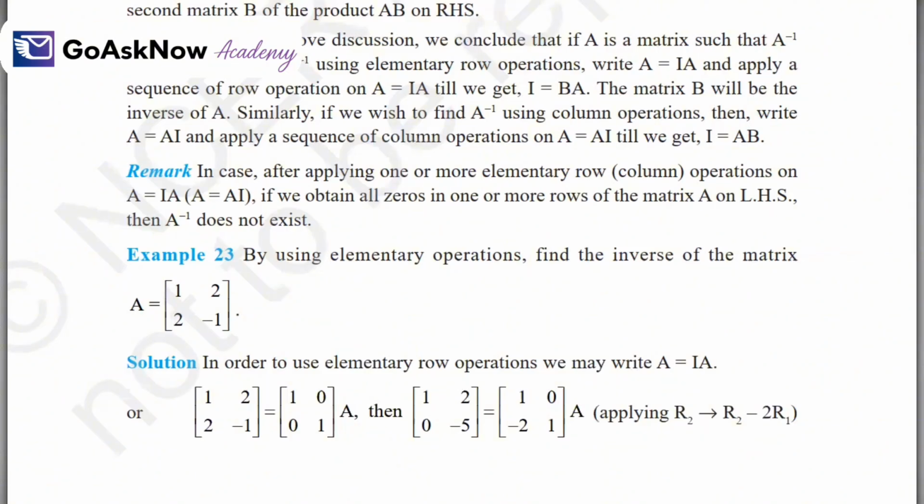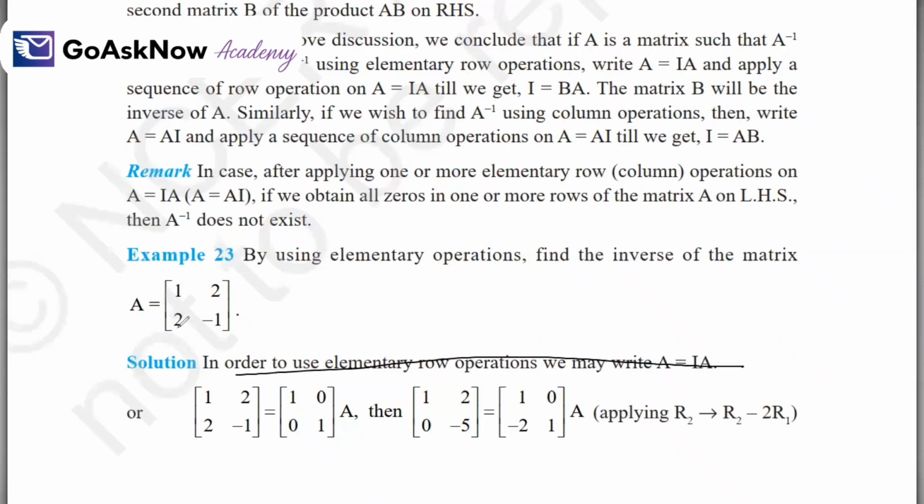By using elementary operations, find the inverse of the matrix A is equal to [1, 2; 2, -1]. So in this example we have to find the inverse of the matrix A, that is 1, 2, 2 and minus 1. Let's see how we can find it by using elementary row operations. In order to use elementary row operations, we may write A is equal to IA. We have already talked about that if we have to do row operations, we should write A is equal to IA.